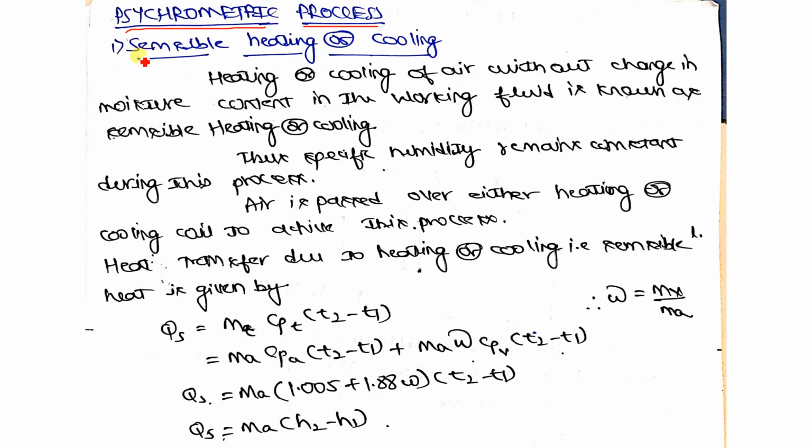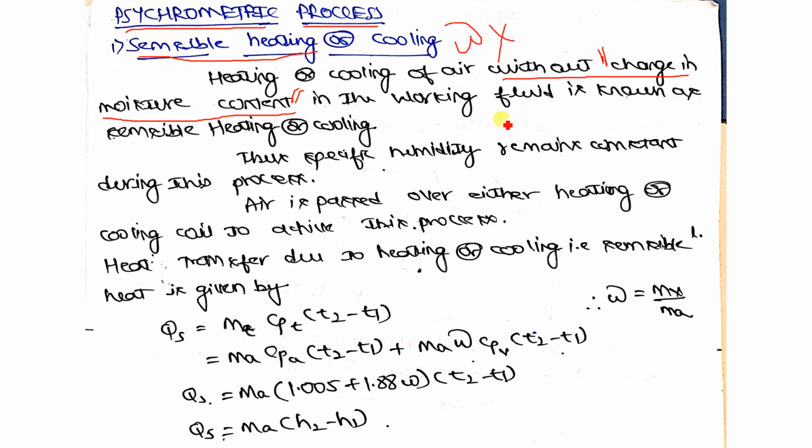So the first process we are discussing is sensible heating. That is heating or cooling of air without a change in the moisture content. This particular sentence is very important. When you are trying to heat or cool the air, if it is sensible heating, you are trying to heat it. If it is sensible cooling, you are trying to cool it. But the condition is that there should be no change in the moisture content, which means the value of omega will not change.